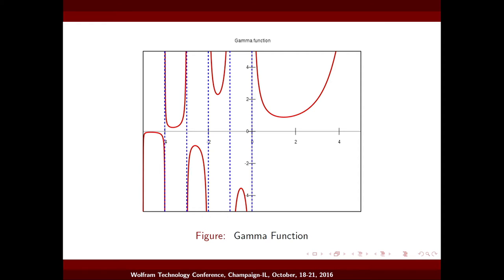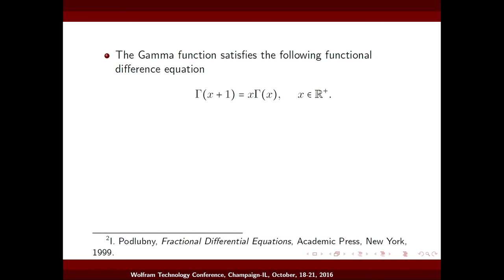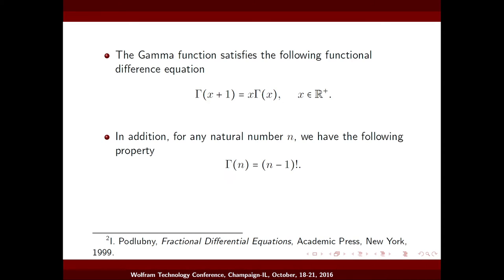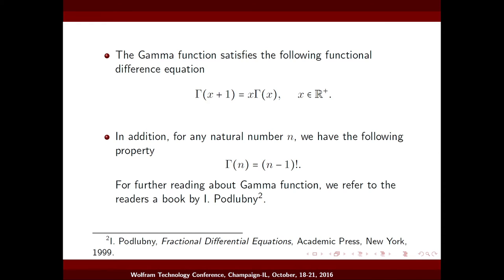What we are interested in is the time positive. So it has the convexity property, and we are not worrying about the left-hand side of the x-axis, because we are going to model the growth curves or tumor growths. So we need to just look at the positive x-axis for this graph. It satisfies the functional difference equation. And as we know, it's a generalization of the factorial function. So gamma n is n minus 1 factorial.